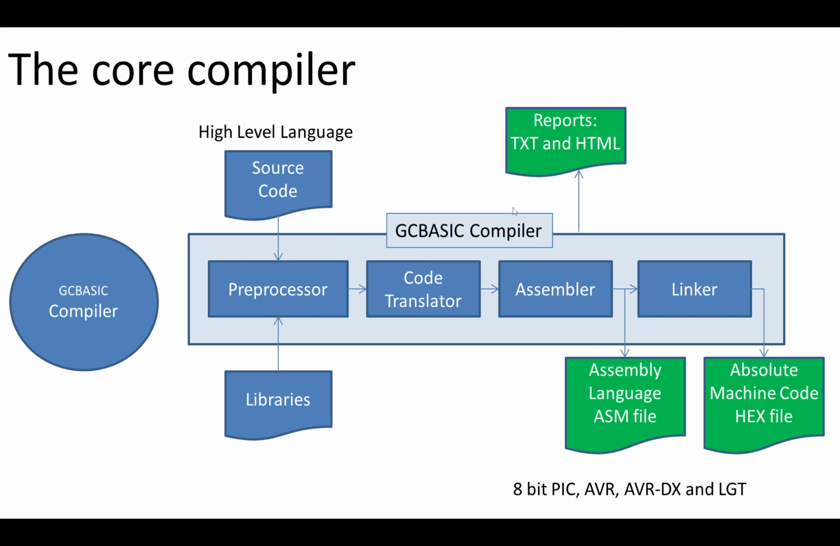So what we're going to do is take our high level language, and I'll just draw my pen on here. We're going to push it through the preprocessor. I don't think we'll be using any libraries. Actually, we'll be using a library, so it'll be pulled in. It'll go through the code translator. It'll go through to the assembler. And at that point, we're going to push it outside to another assembler.